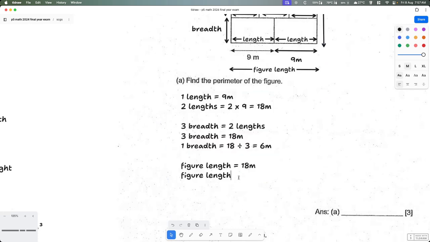Figure length is 18, figure breadth is equal to 2 breadth plus 1 length, which is equal to 2 breadth is 6 times 2. Yeah, correct, 6 times 2 plus 1 length is 9. So 12 plus 9 is equal to 21 meters.